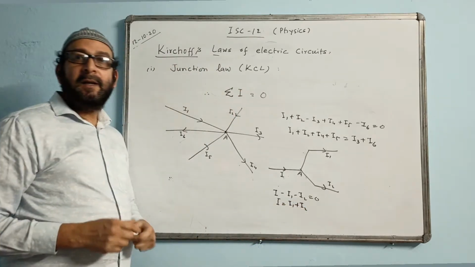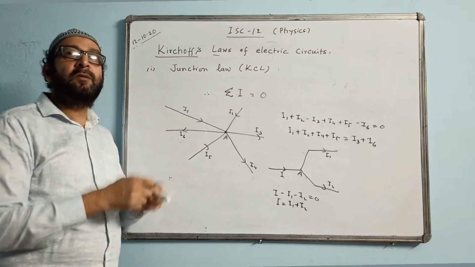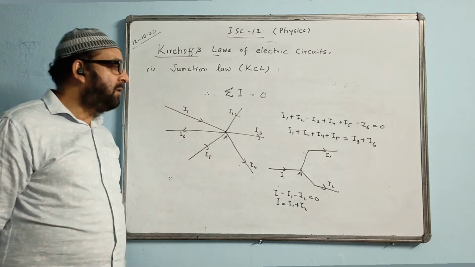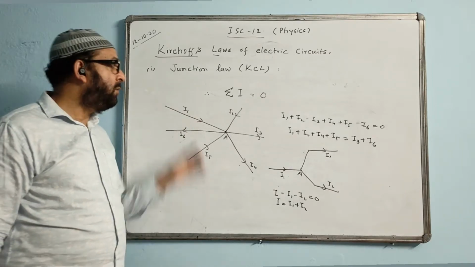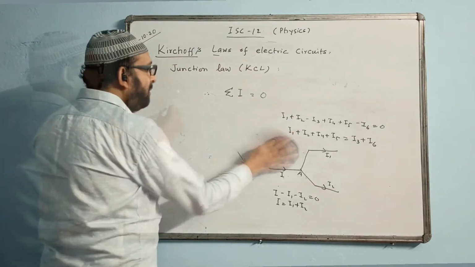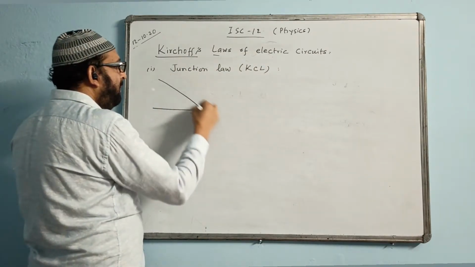So we can take it in a simple manner: current towards will be equal to current away from the point. That is called the junction law or junction rule. I hope you understood this. Suppose they give a simple problem on this, I'll show you that. A figure is given like this.